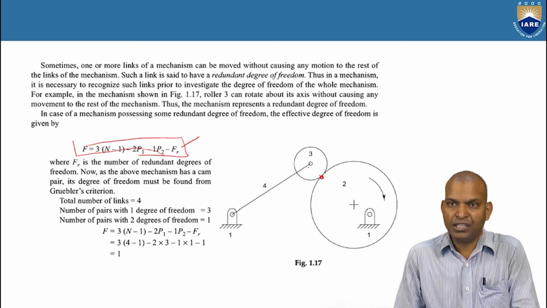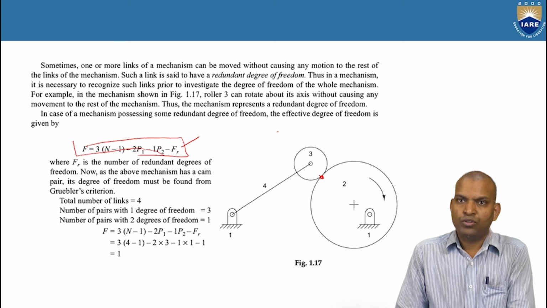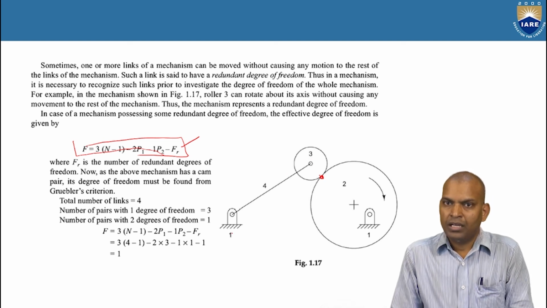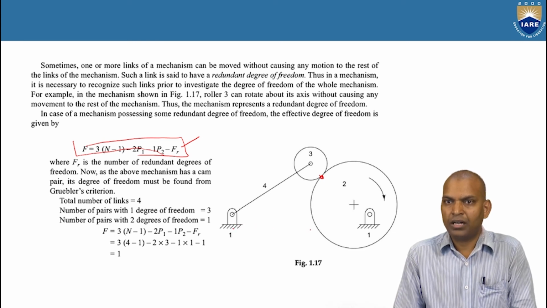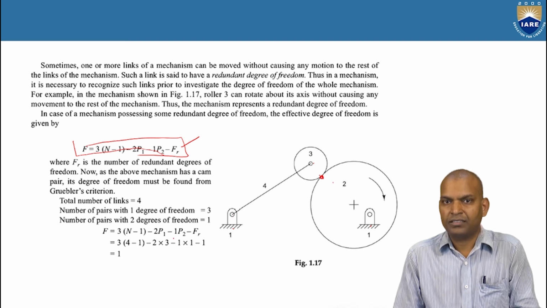If we see in RS Khurmi, you will find that redundant degrees of freedom are covered at most, but we won't get this much clarity. Now, how many links are there here? All fixed links are considered as 1 link, then links 2, 3 and 4. These are 4 links. How many joints are there? There are 3 lower pairs.